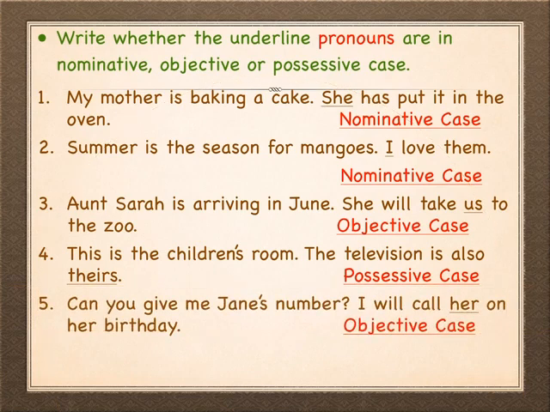Let's see the fifth one. Can you give me Jane's number? I will call her on her birthday. Here the pronoun her is at the place of object and so it is said to be in objective case.